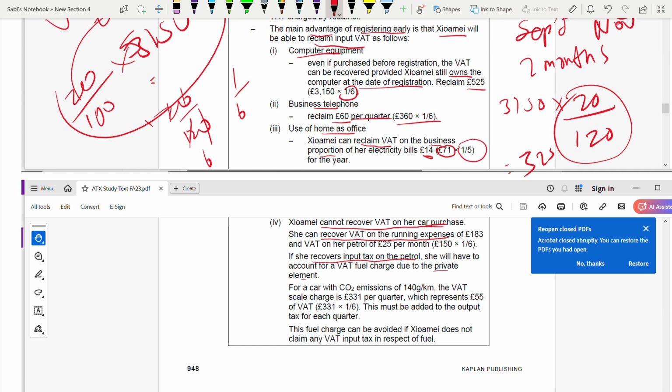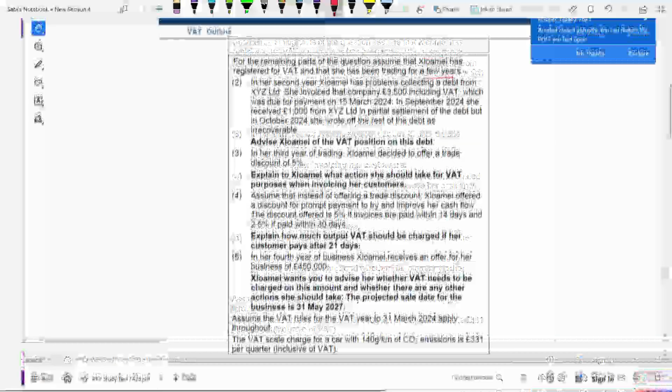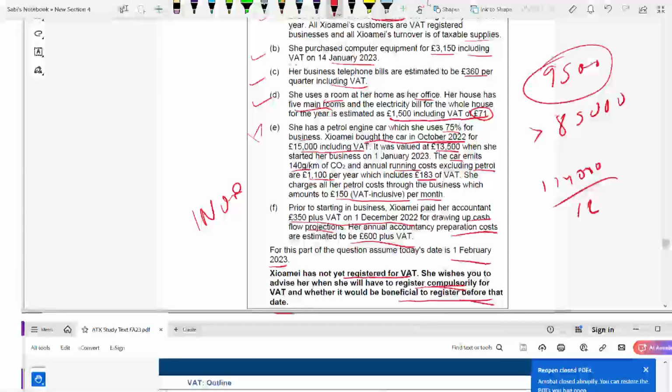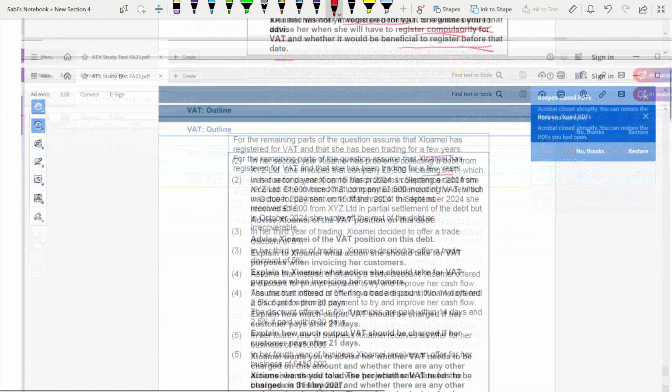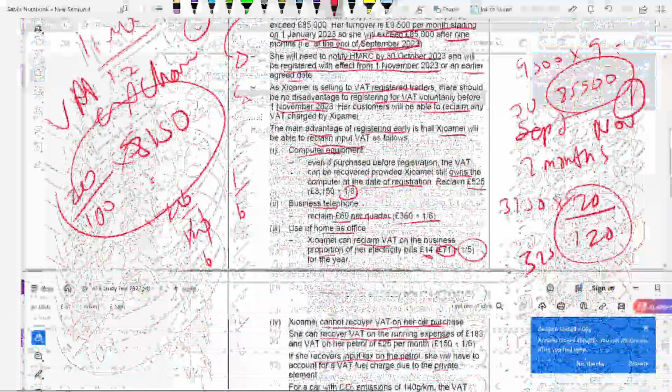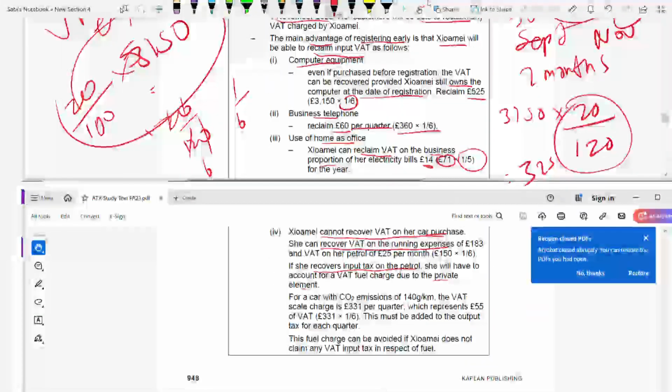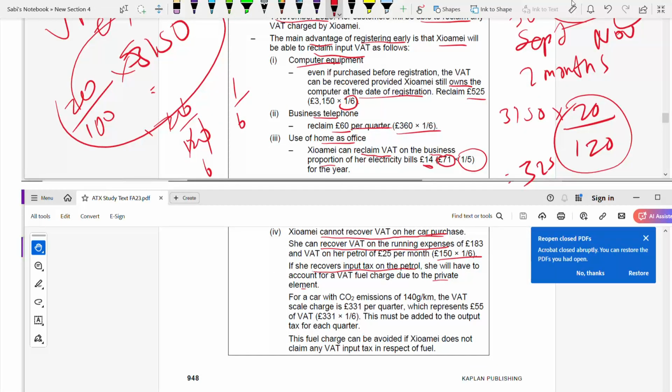So first we'll find the running expense. What is the running expense? They have given you the running expense. The charges, all petrol to the business, 150 VAT inclusive per month. So this 150 also, take the VAT out. 150 into 20 divided by 120, 183. Now we'll find out the input tax on petrol. We'll find the petrol part.